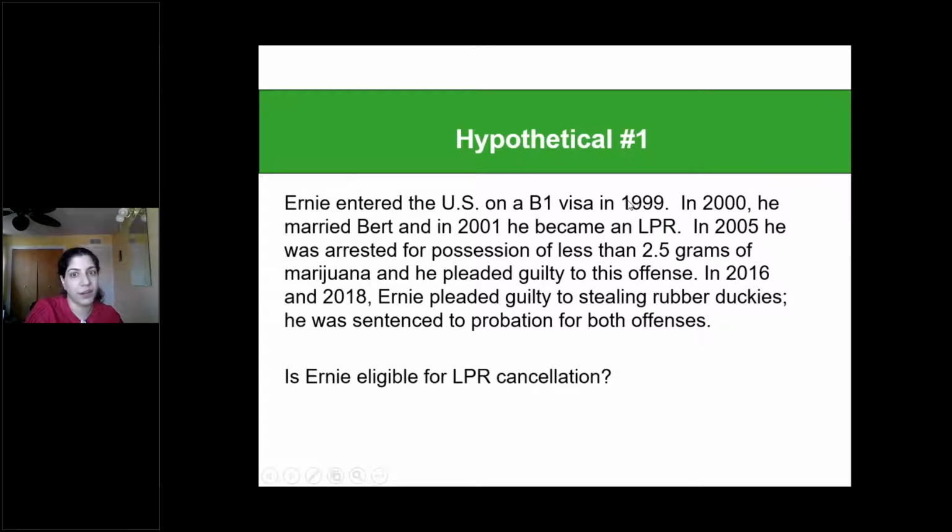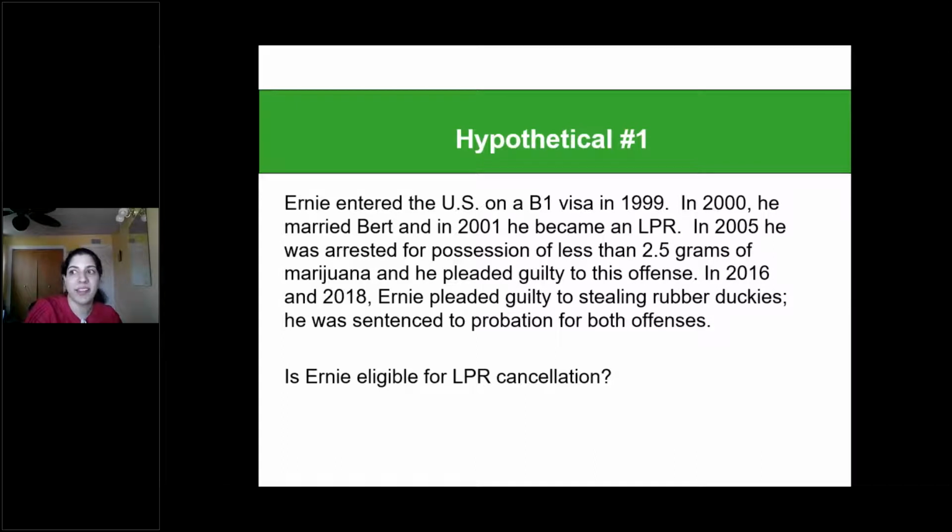And this is the part that's a little bit trickier, right? So the time starts with his entry on the B1 visa in 1999, right? But when does the time stop? The time stops, according to the Supreme Court in Barton, whenever he has an offense under 212A2, even if that offense does not separately make him removable. So if you look at this hypothetical, Ernie in 2005 was arrested for possession of less than 2.5 grams of marijuana. That is an offense under 212A2.